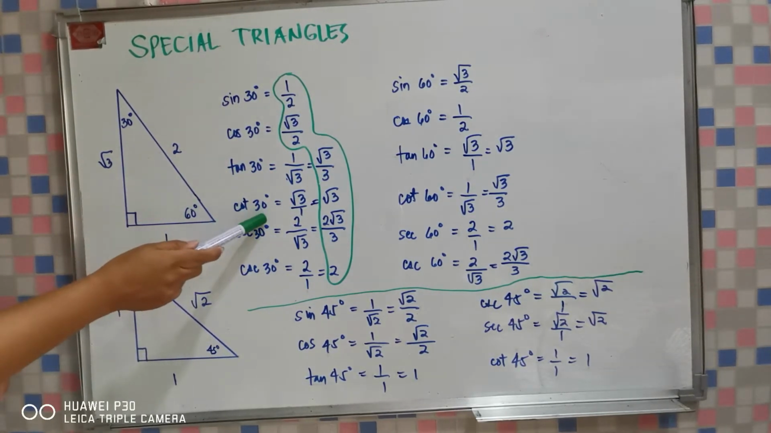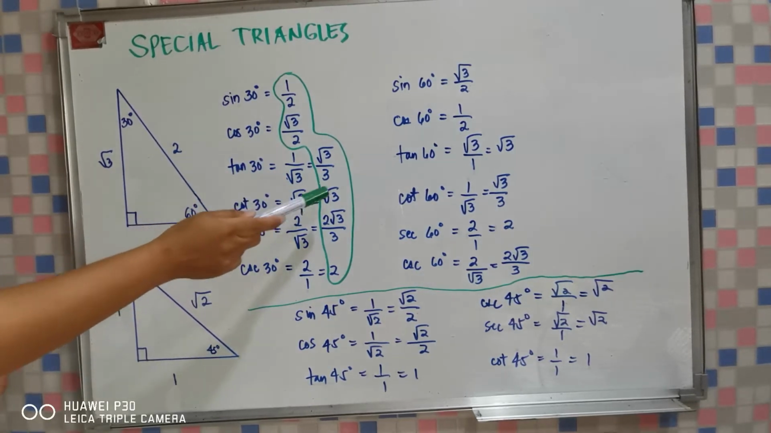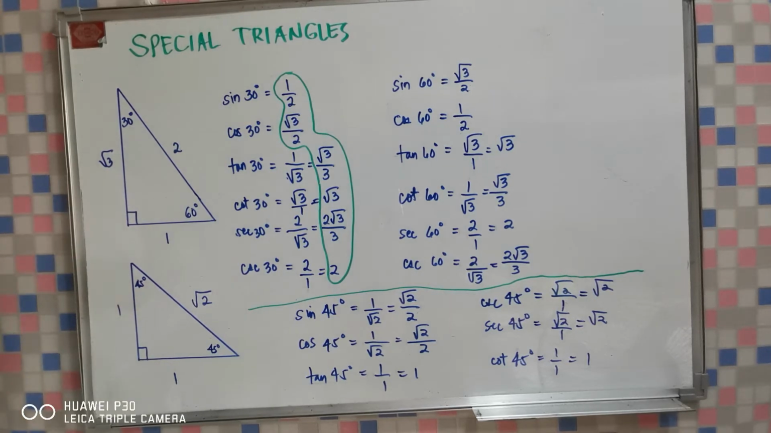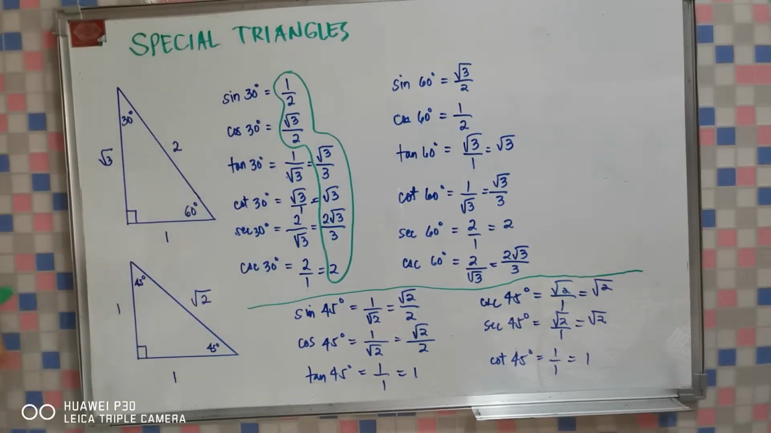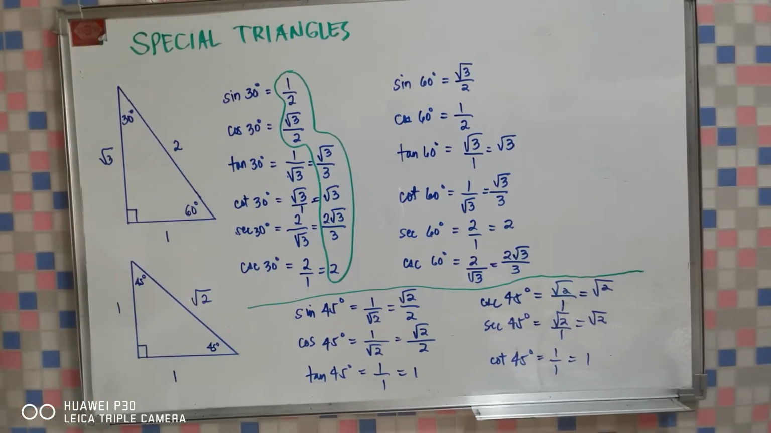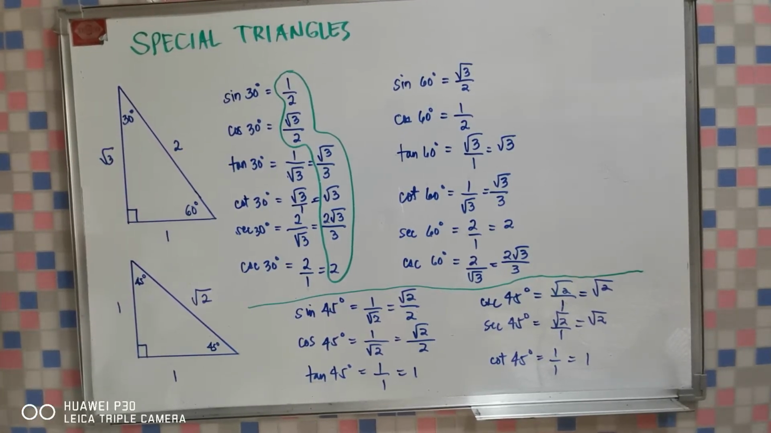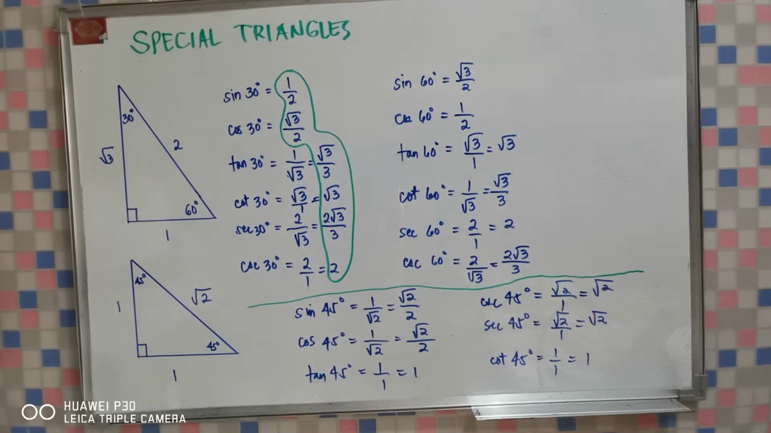So tangent 30 degrees is square root of 3 over 3. Now, cotangent 30 degrees is the reciprocal of tangent 30 degrees, so square root of 3 over 1 or square root of 3. Secant 30 degrees is the reciprocal of cosine 30 degrees, which is 2 over square root of 3, or we rationalize that again, 2 square root of 3 over 3. Cosecant 30 degrees is the reciprocal of sine 30 degrees. So it's 2 over 1, or 2.